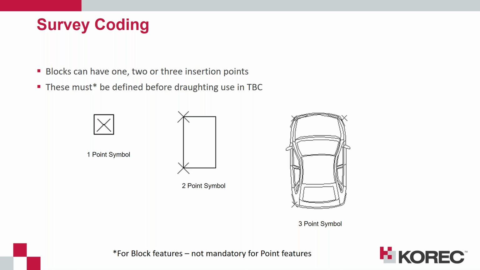So with a 1-point symbol, typically the insertion point would be the center, and a 2-point symbol, well, it could be say any 2 positions on or around the symbol. And then for a 3-point symbol, it's fairly standard. We'll have 2 points to give us the length of the block, the symbol to be drafted, and then a 3rd point to provide the width dimension.